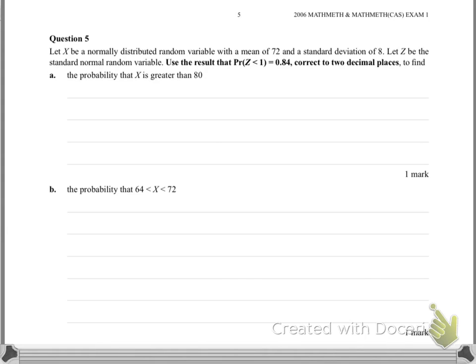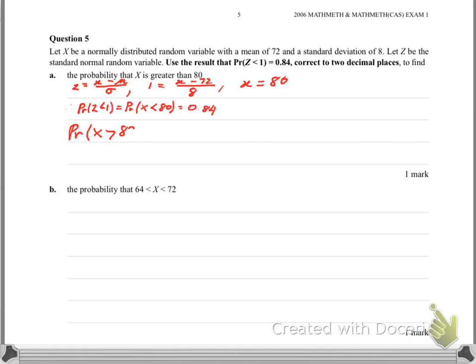So the first part, we are going to calculate the z-score to work out, for the mean and standard deviation given, that we get x is 80. Then we're going to make the connection between the probability that z is less than 1 and the probability that x is less than 80. Okay? Now, from the information, we know that's 0.84. And then our job is to find the probability that x is greater than 80.